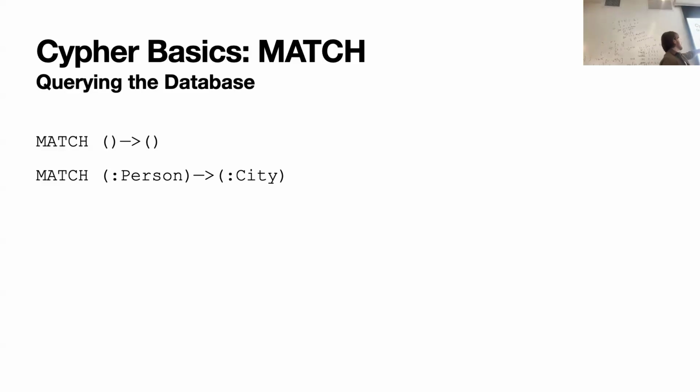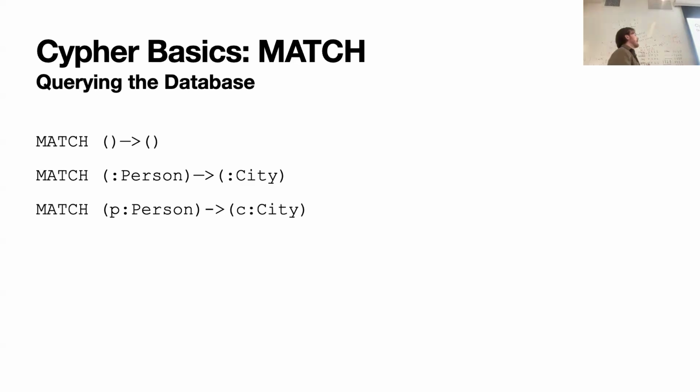Again, match is essentially like, you can think of it as get. We want Neo4j to return us all of the nodes that match this pattern. So any person node connected to a city node, it's going to give us that back.